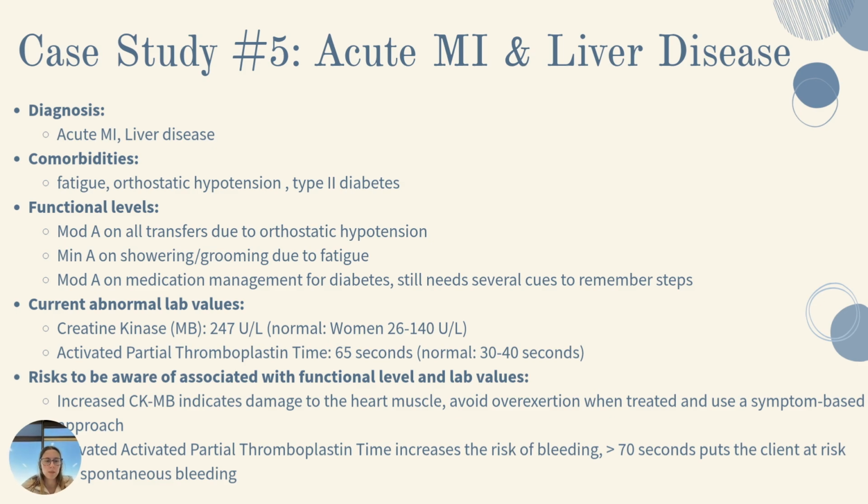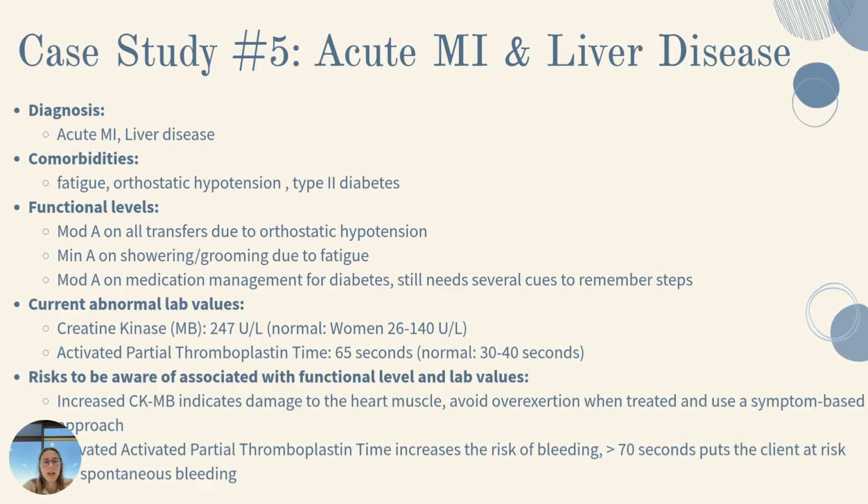Their current abnormal lab values are their creatine kinase MB, which is the heart muscle, at 247, which for women you want to be below 140. So it's starting to go down because her MI was a little bit ago, so it's not going up anymore. And then the other one is the activated partial thromboplastin time, which is at 65 seconds, and the normal range is between 30 and 40 seconds.